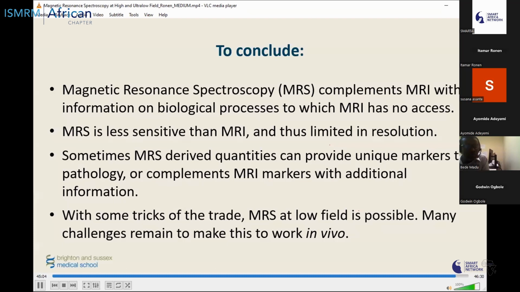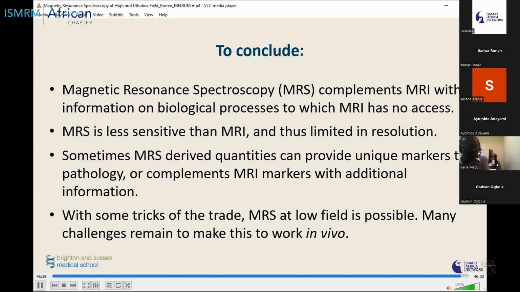We also saw that we are not just interested in concentrations in spectroscopy, and other metrics or other derived quantities can provide very unique markers to pathology, in which case if we combine this type of measurements with imaging measurements, we have a broader and more explanatory picture of the pathological processes that we see in different diseases. And the last thing is that with some tricks of the trade, MRS at low field is possible.